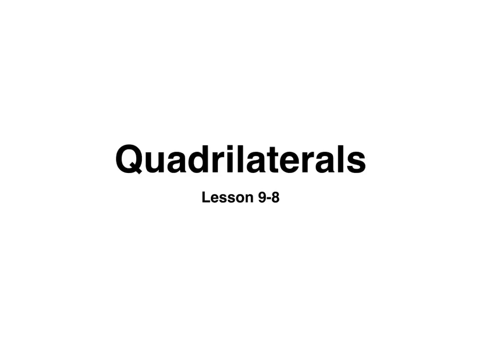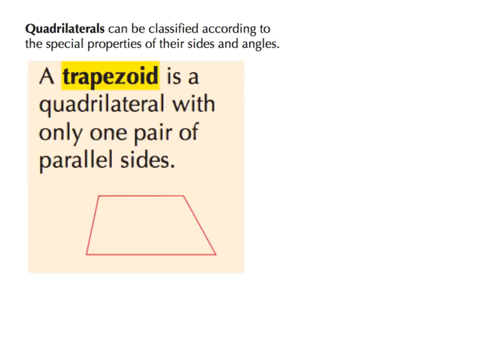In this lesson, we are going to study about quadrilaterals. A quadrilateral can be classified according to the special properties of their sides and angles. So what is a quadrilateral? We learned that a quadrilateral is a polygon with 4 sides. Now, based upon the special properties of sides and angles, a quadrilateral can be classified.